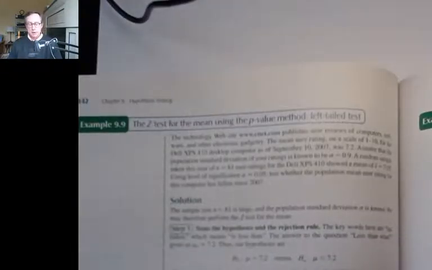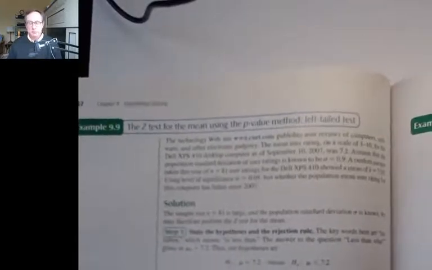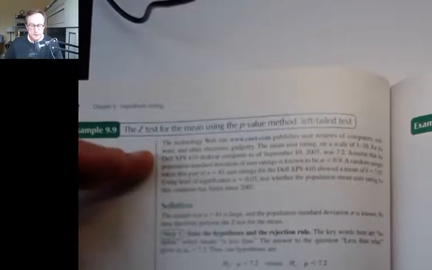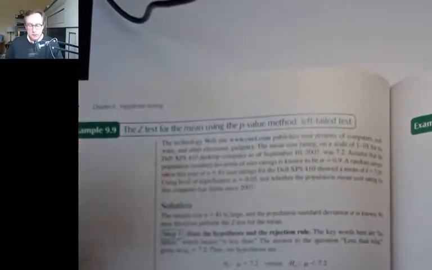I think a person can read it. So I have a question. I went to another book just so that we'd have more examples than simply if I use the book that we have in class. So I scrounged a book from my office, and I'll read it to you since it's not perfectly clear on the screen. It says the technology site cnet.com publishes user reviews of computers, software, and other electronics. The mean user rating on a scale of 1 to 10 for the XPS 410 desktop computer was 7.2.